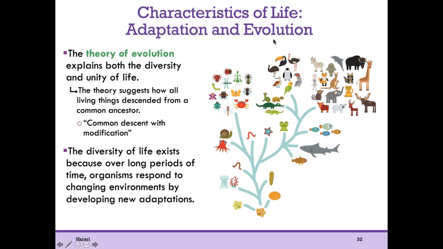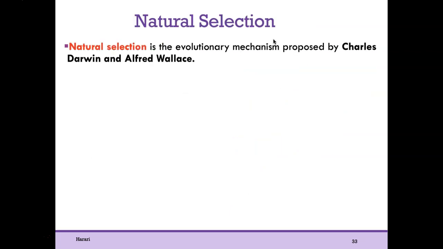So the diversity of life exists because over long periods of time, organisms respond to changing environments by developing new adaptations. Because the conditions of Earth are ever-changing, and because DNA, the instructions that encode life's ability to adapt, is always changing too, right? The instructions are not fixed in stone. It turns out that DNA can mutate. And it's very important for evolution too.